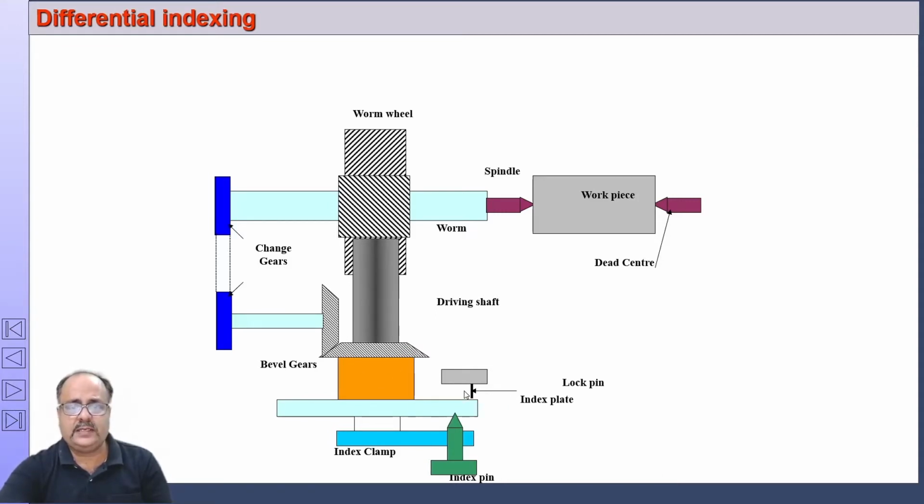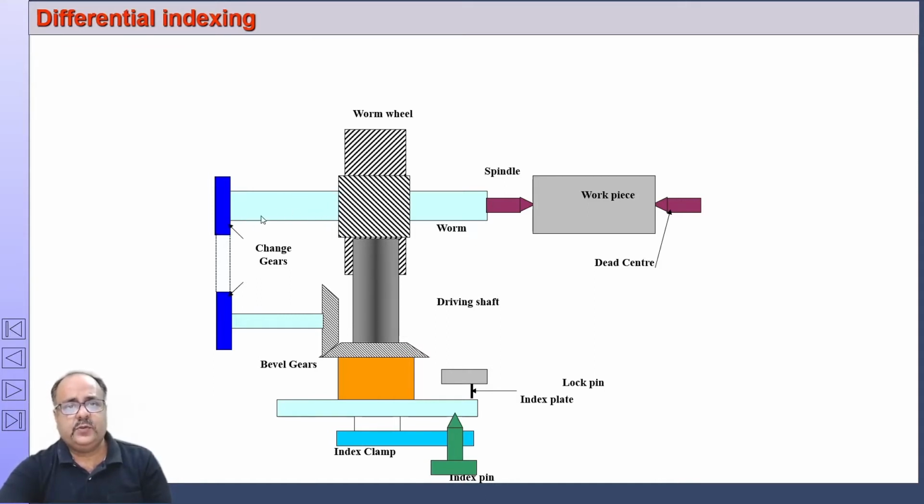There is a locking pin here. Before you start differential indexing, this locking pin has to be freed. That means the index plate should be freed. This free index plate has a bevel gear on its sleeve. This bevel gear meshes with another bevel gear, the pinion bevel gear. The pinion bevel gear has a shaft here, with some bevel gears on it, and these are the gears fitted to this shaft.